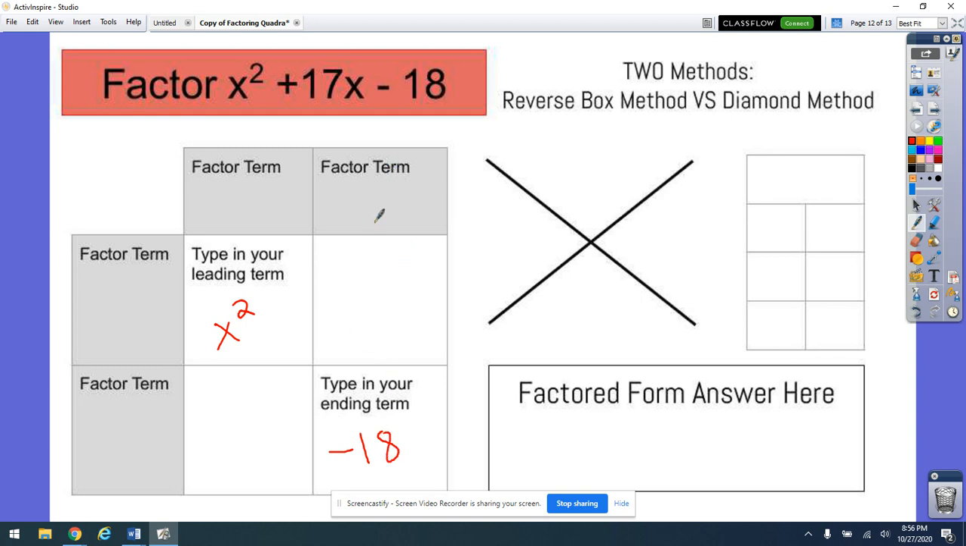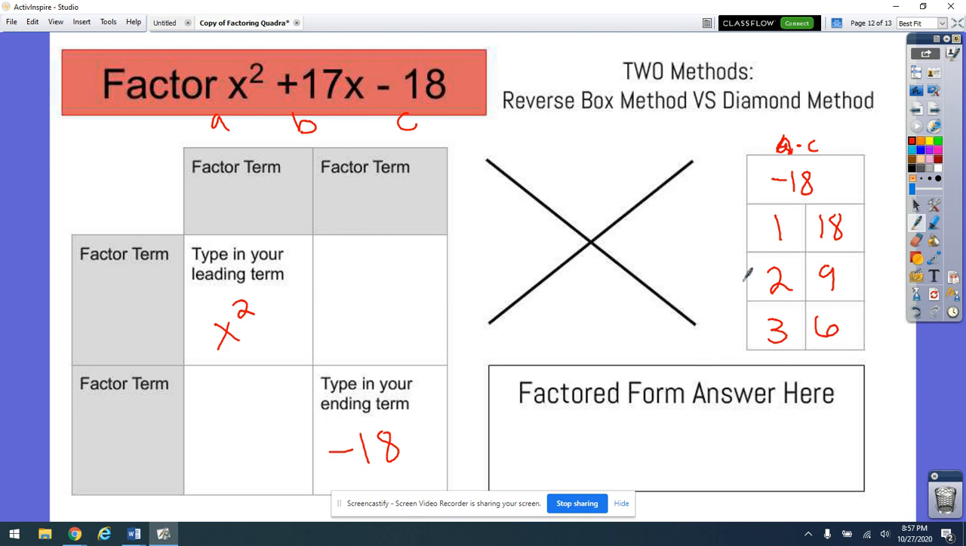So again, go through my little setup here. Here's my a, here's my b term, here's my c. So again, a times c, 1 times negative 18, so negative 18. Now this time I'm just doing my factors of 18, so that's 1 and 18, 2 and 9, 3 and 6, and that is it.